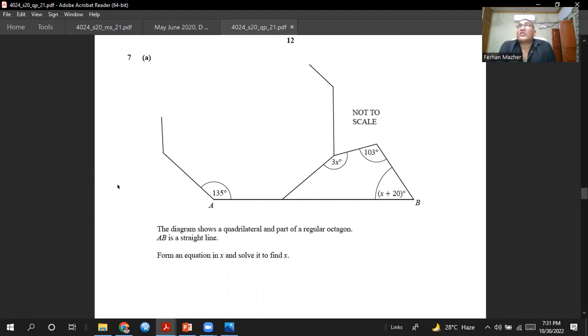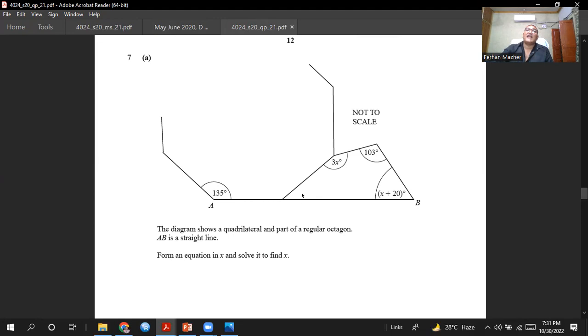The diagram shows a quadrilateral and part of a regular octagon. AB is a straight line. Form an equation in x and solve it to find the value of x. Okay, so this is an octagon. Okay, so this is a quadrilateral. So this angle is 135. So this internal angle will also be 135.